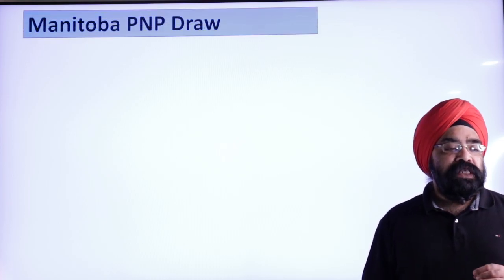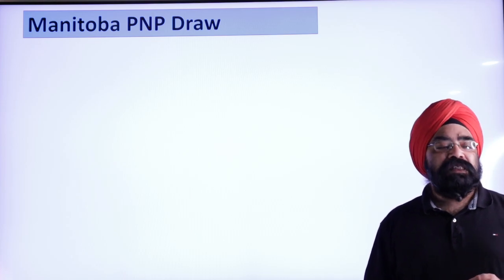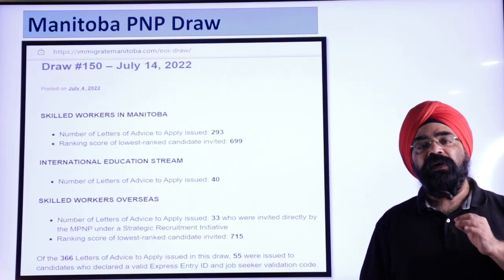Now, the Manitoba PNP draw. Let's look at the actual draw which happened on July 14th. This draw happened on July 14th. These are the details from the government website.